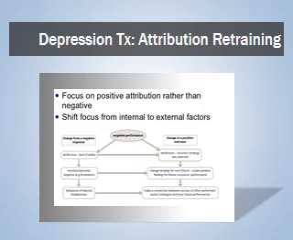Attribution retraining is consistent with the assumptions of the reformulated learned helplessness model and with the optimistic explanatory style that is promoted in Seligman's theory of learned optimism. Its goal is to help clients attribute their failures to external, unstable, and specific factors, and successes to internal, stable, and global factors.